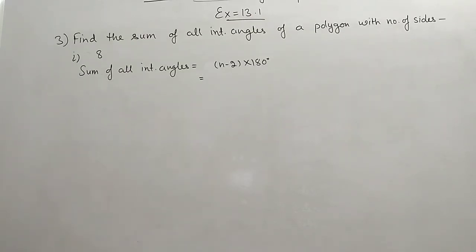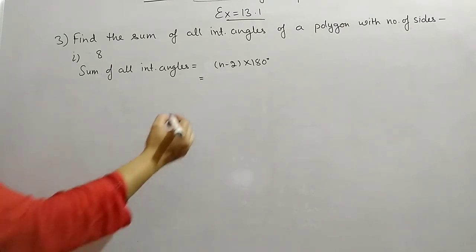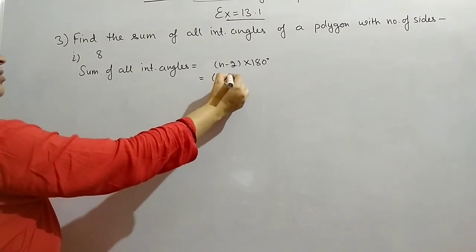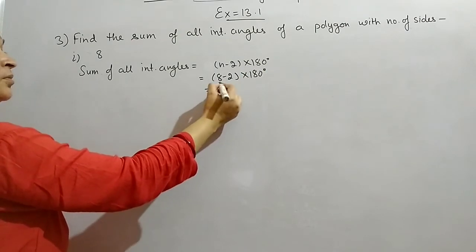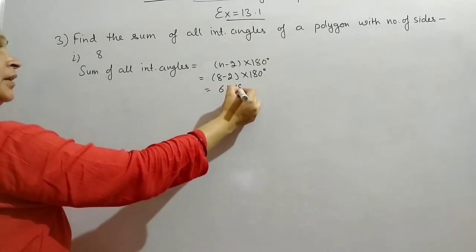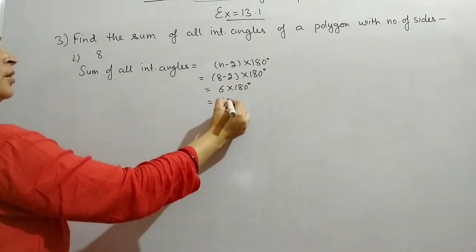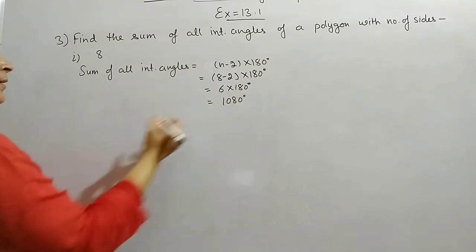Next, question number 3. Find the sum of all interior angles of a polygon with the given number of sides. First, 8. So the sum of all interior angles formula is (n minus 2) into 180. Here the n value is 8. So substitute 8 minus 2 into 180 degrees. 8 minus 2 is 6. 6 into 180 degrees is equal to 1080 degrees.